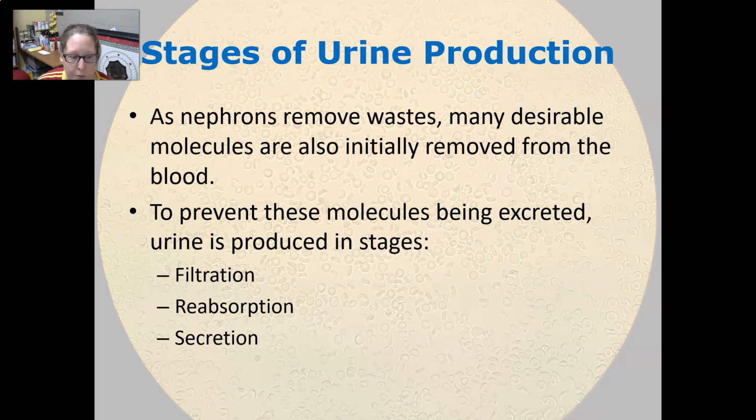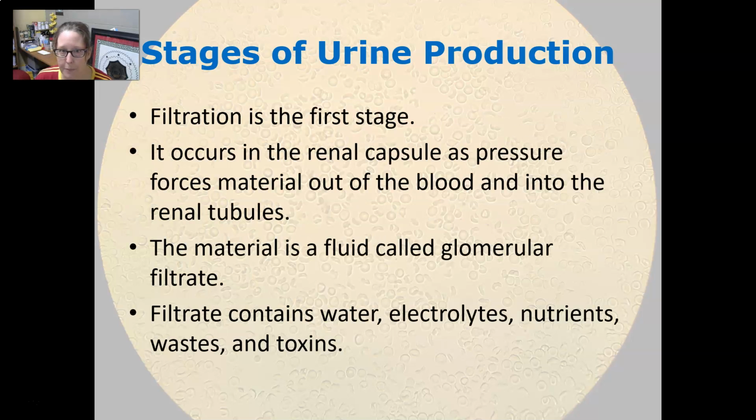So let's look at the stages of urine production. As nephrons remove the waste, many desirable molecules are also initially removed from the blood, so it just kind of filters everything. And then to prevent these molecules from being lost or excreted, there are several stages of urine production. So filtration is where everything crosses over into the filtrate, which will eventually become urine. And reabsorption is the stage where the stuff that's valuable to the body is reclaimed. And then secretion is another step where you can get rid of some more molecules that might need to be gotten rid of to finally adjust the balance in the body.